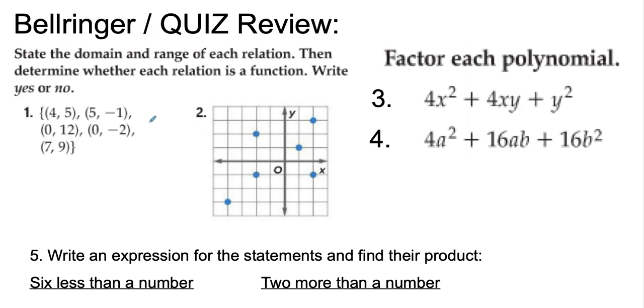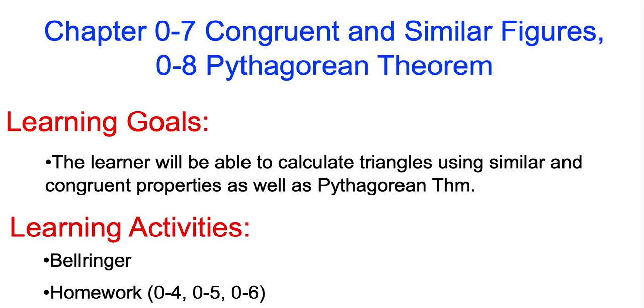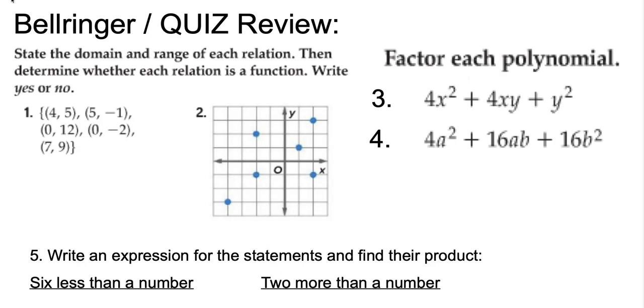So we are looking at a bell ringer here. Today we're going through congruent and similar figures and Pythagorean's theorem, so it shouldn't be too bad. And this says quiz review. There's no quiz today, but I plan on having some practice quizzes when I come back. Alright, so just look at these here. We'll see if we can figure them out.